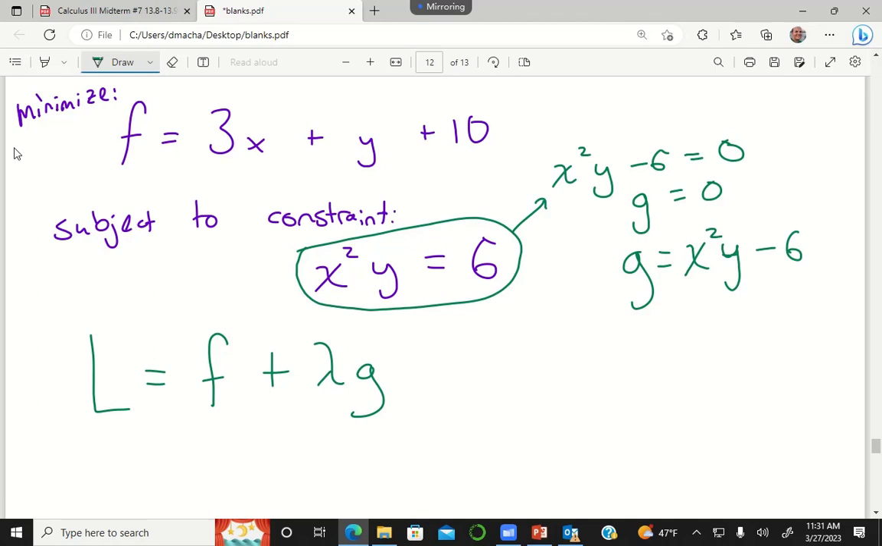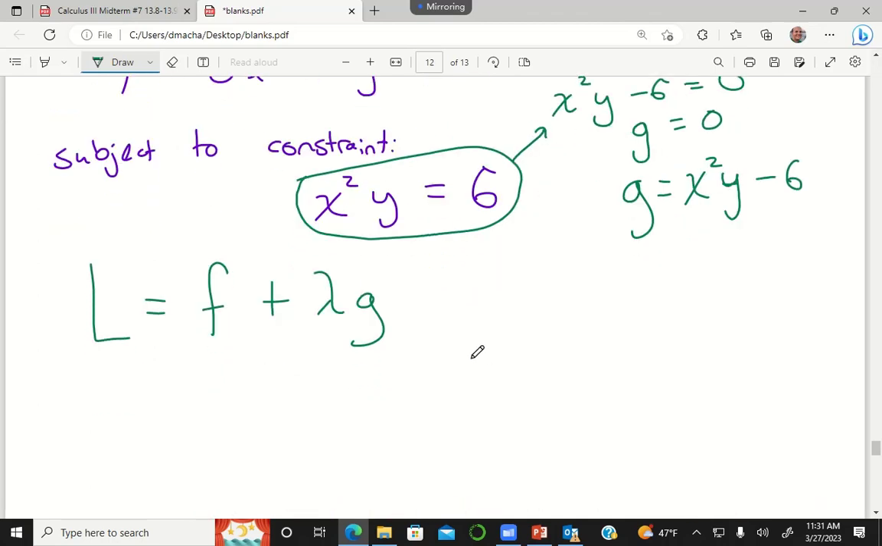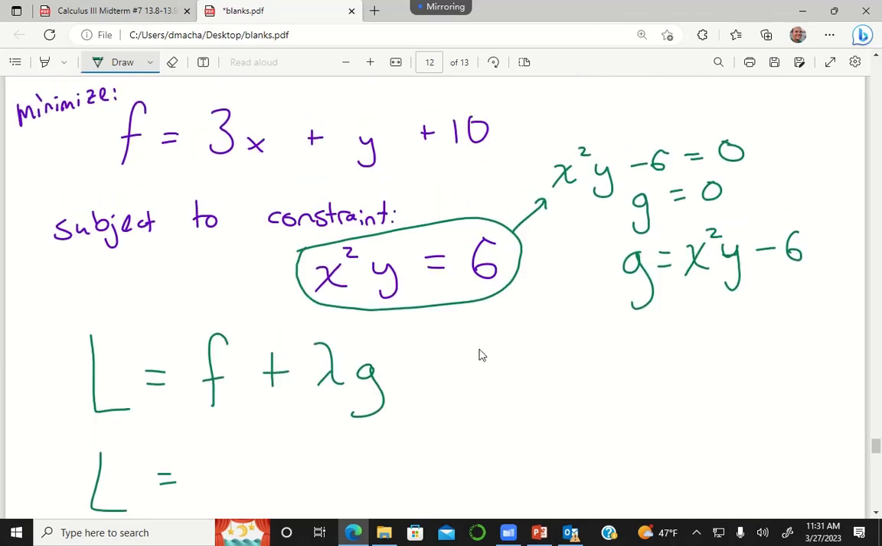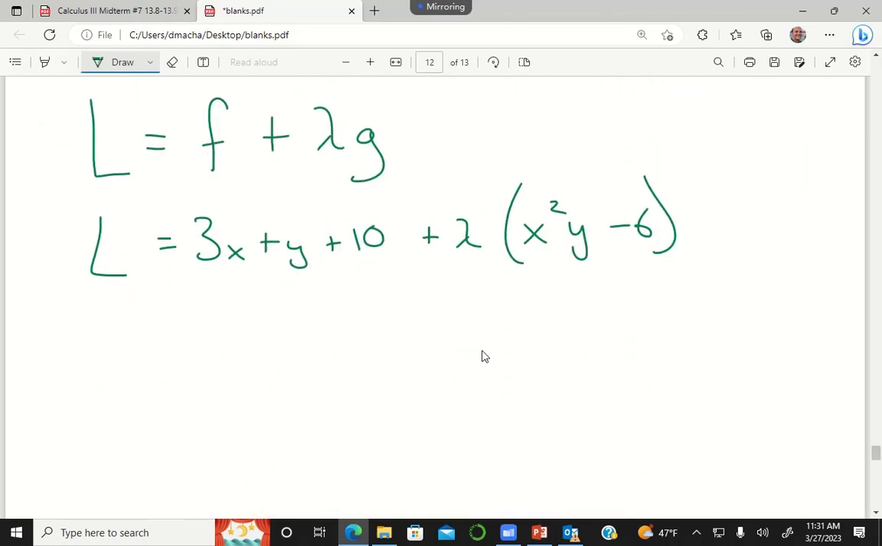I think a common mistake that I've seen in the past with my business calculus students is they would get this problem and they would just say g equals x squared y, and they would forget to rearrange the equation to set it equal to 0. That's important. Okay, so then my Lagrange function is 3x plus y plus 10 plus lambda times x squared y minus 6. So the gradient of lambda would be a vector with 3 entries.